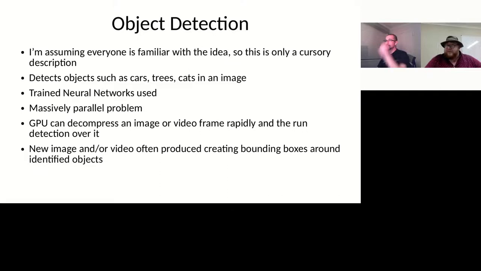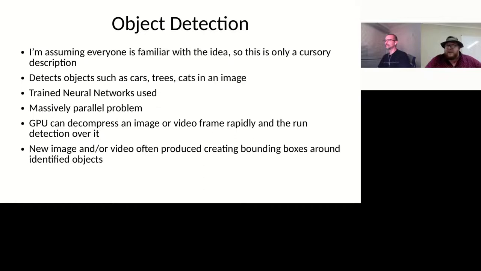Right, now, I would say almost all object detection now is done on the GPU. It can decompress an image or a video frame rapidly and run the detection over it. I've noted that there are two parts to this. Internally, the video card actually renders the frame for itself, so it effectively has a raw image to work on. I'm not entirely sure about how it functions, but that's part of the effect of having a high-level library.